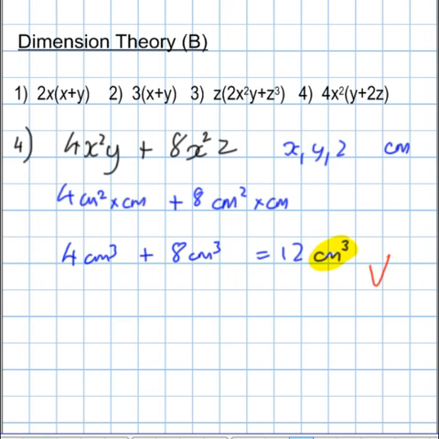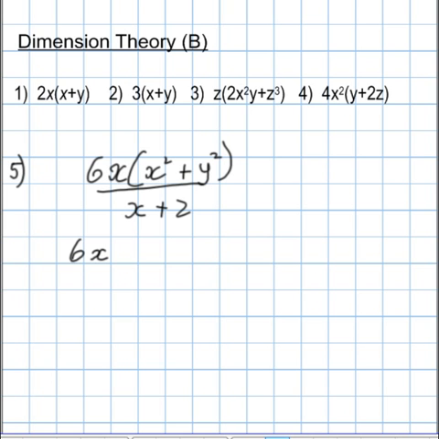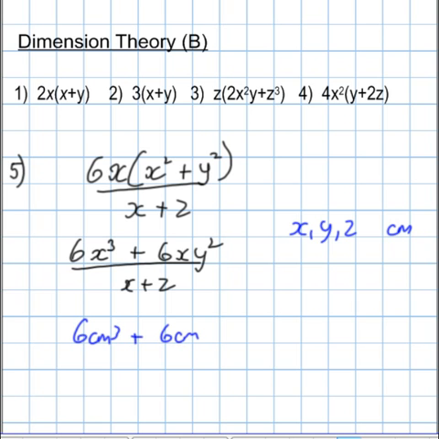Now, last one we're going to look at is a really tricky one. What about this? 6x times (x squared plus y squared), all over x plus z. So let's multiply out the brackets. So you get 6x cubed plus 6xy squared all over x plus z. Replace the x, y and z with centimeters, and we get 6 centimeters cubed plus 6 centimeters times, remember the 1, we haven't got a coefficient, centimeters squared, all over 1 centimeter plus 1 centimeter.